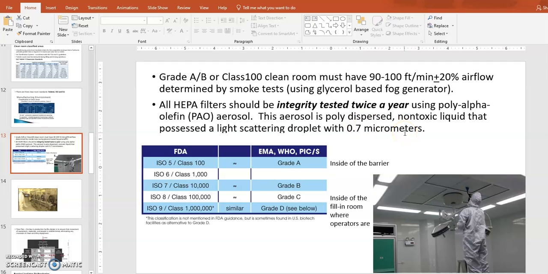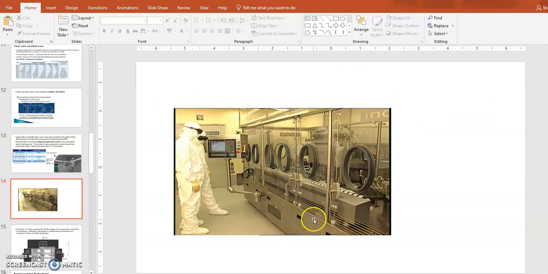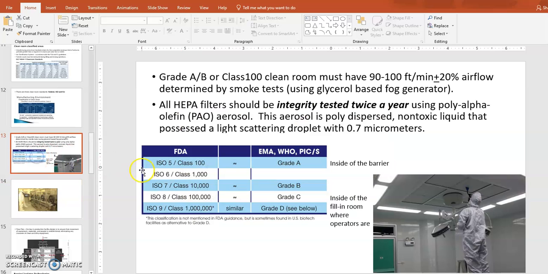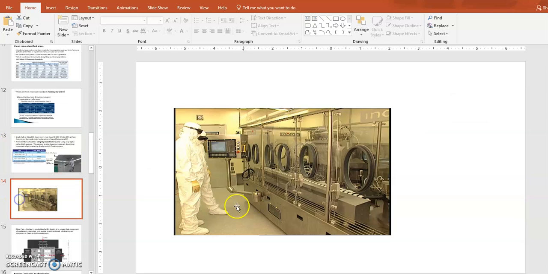Okay, so let's say inside of the filling room where the operator is standing, let's say maybe grade C, I said. Okay, and that's the inside of the filling machine. So this is what I'm talking about. So maybe ISO 8 is where these people are standing, and this is the filling machine. Of course, this is during the line clearance. That's why there are no gloves in the glove compartments.